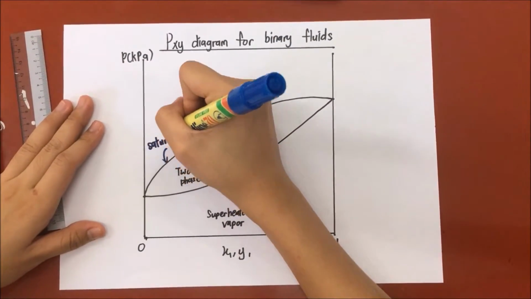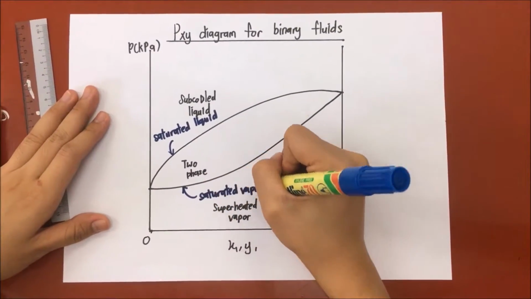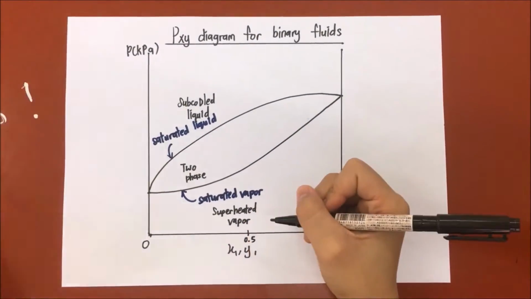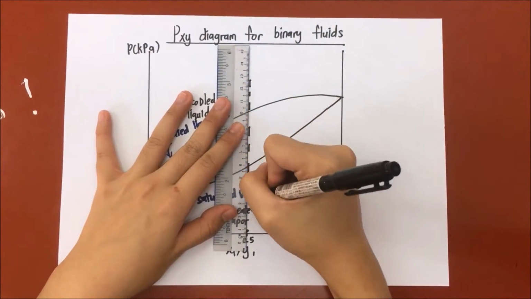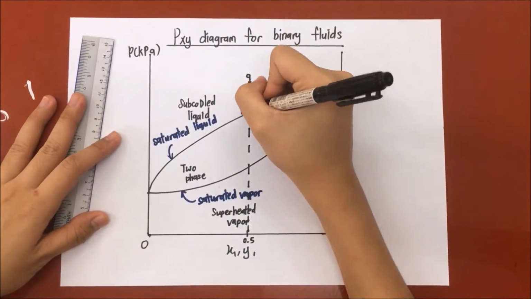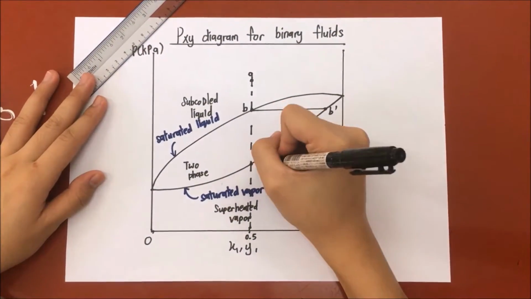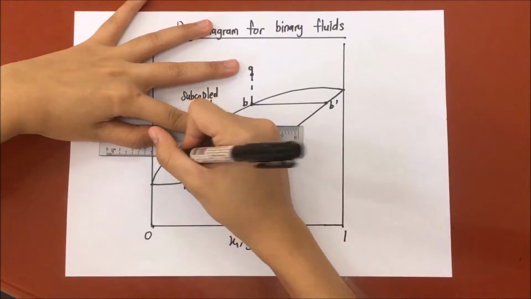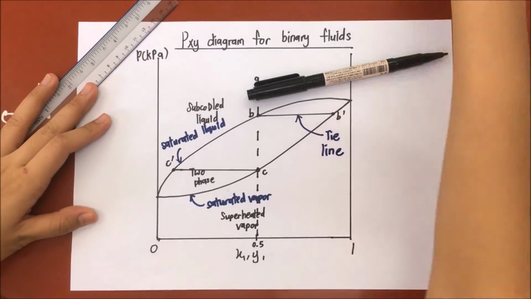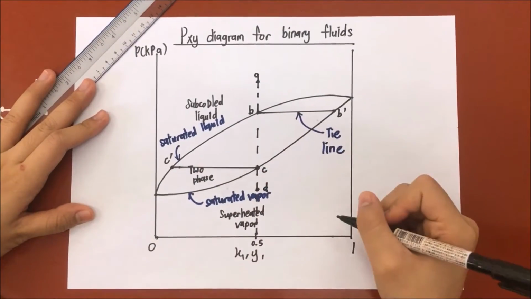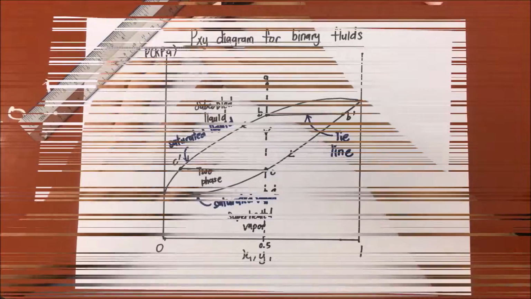For example, at the X1 composition of 0.5, at point A, the state of subcooled liquid mixture is shown. At point B, saturated liquid, known as the bubble point, is shown, and a straight line is drawn along the x-axis, and the vapor bubble in equilibrium with B is shown. At point C, the saturated vapor state, known as the dew point, is drawn, and the straight line along the axis between B and B prime is known as the tie line, and at point D, the state of superheated vapor is shown.